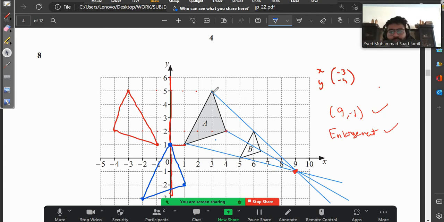Thirdly, the scale factor. So look, if this line is 1, 2, 3, the base is 1.5. So it means that the enlargement is half. Scale factor is half. So scale factor is basically 1/2.